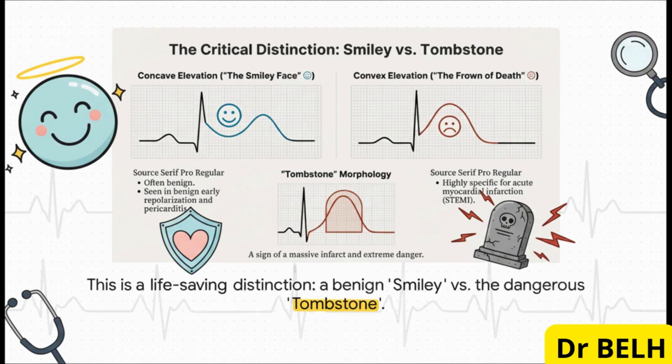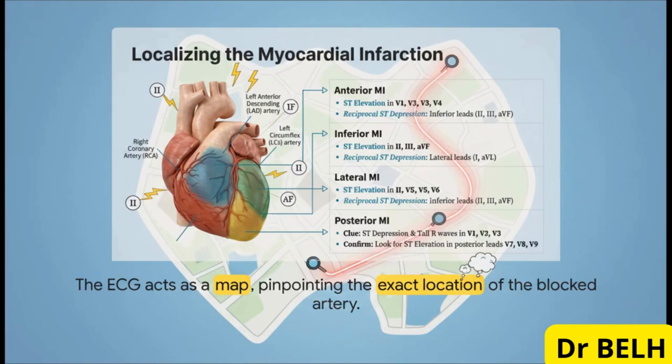It all comes down to the shape. If you see concave elevation, it kind of looks like a smiley face. That's often benign. But if you see convex elevation, which looks like a tombstone, well, that is highly specific for a heart attack. It is a sign of extreme danger. And this is the real power of a 12-lead ECG. It doesn't just scream, hey, there's a heart attack. It acts like a map, telling us exactly where the problem is. So for example, if you see that tombstone ST elevation in leads I, 3, and AVF, you know with confidence that it's the inferior wall of the heart that's in trouble. That points you right to a probable blockage in the right coronary artery. And knowing that location is absolutely crucial for guiding treatment.